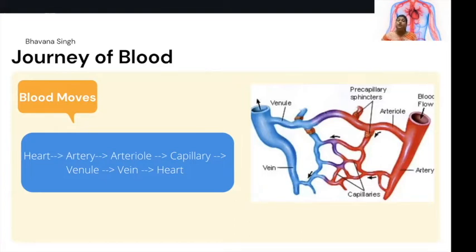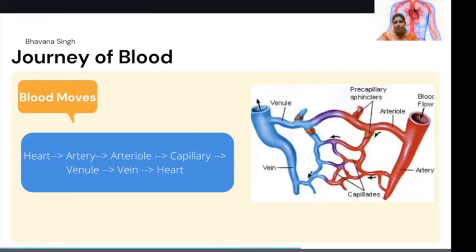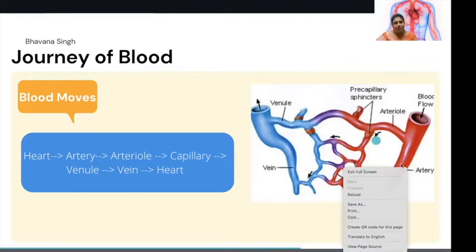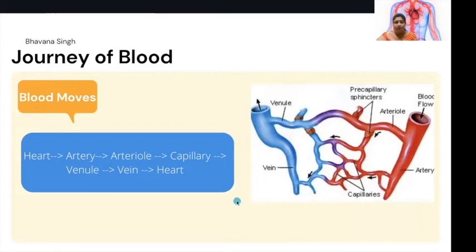So it gives the blood to the artery. Artery is a hollow, tube-like structure. You can see the red part in this picture, the red tube is an artery. And what is an arteriole? Arteriole is the smallest branch of an artery. Artery has many branches and these branches are called arterioles.